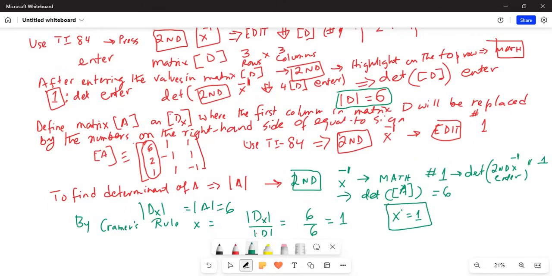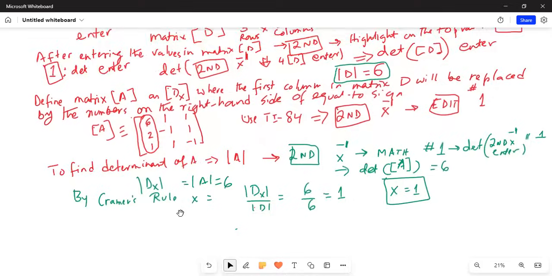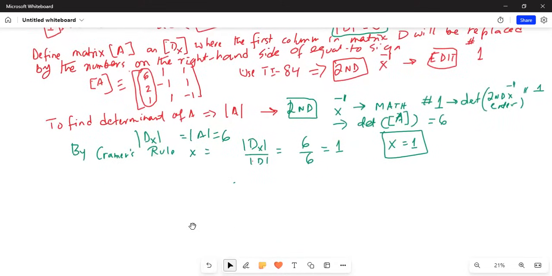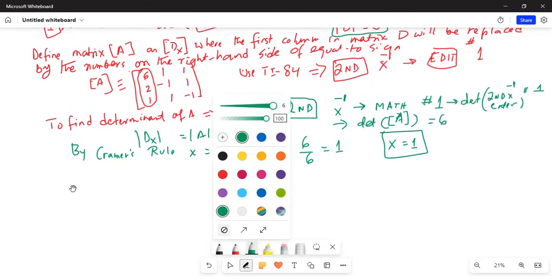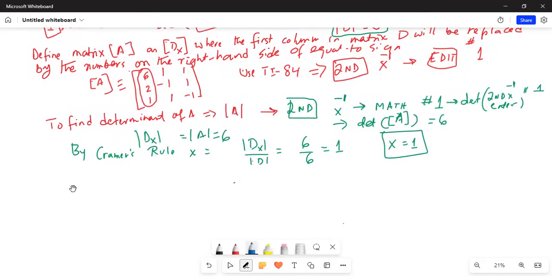And we will keep repeating this process to find y. To find y, we will replace the second column in the matrix D by the numbers on the right-hand side of the equal to sign. So let's continue this procedure. Let me create some more space. Maybe I should change the color and make it some dark blue or something. Okay.